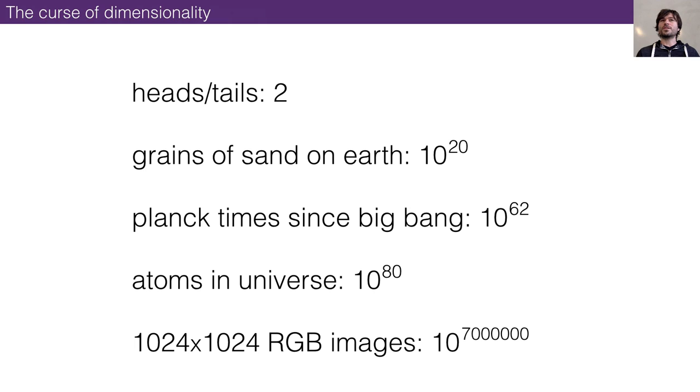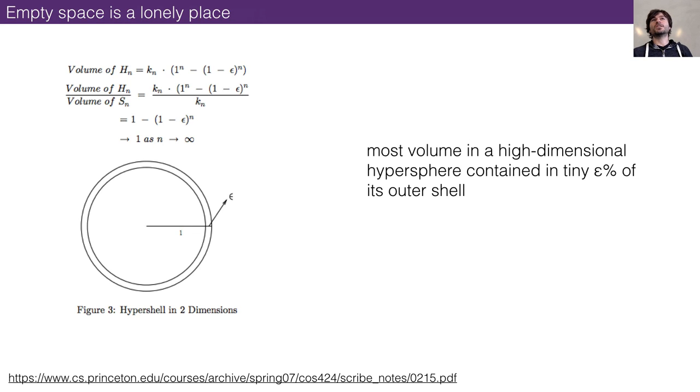1024 by 1024 pixel RGB images, that is a 7 million-digit long number, right? It's basically a divine number. It's just infinity. For our purposes, it's basically infinity. Which means that we're dealing with very, very large spaces that are essentially impossible to go through randomly. Right? So we need something a little bit nicer.